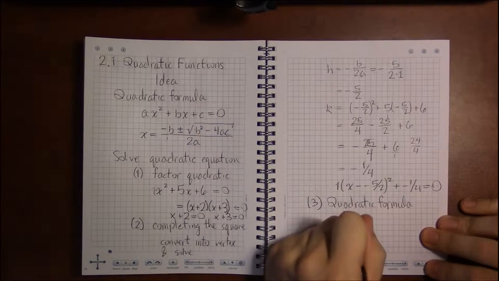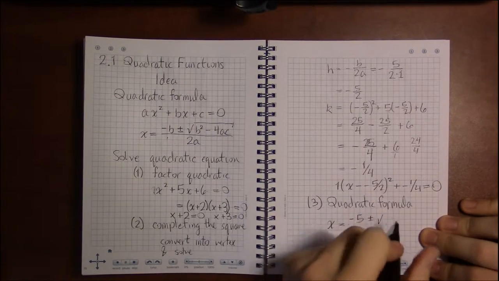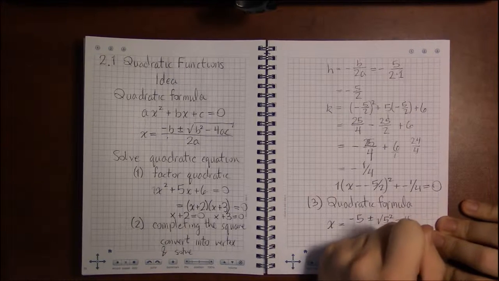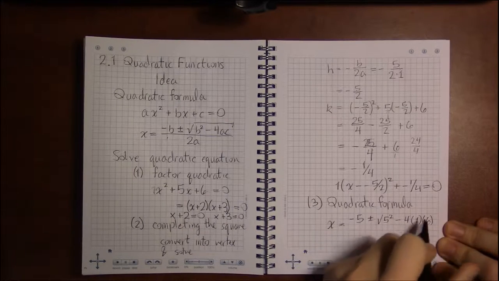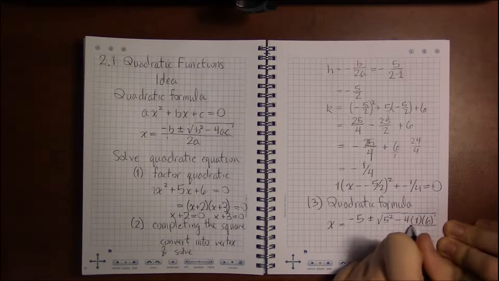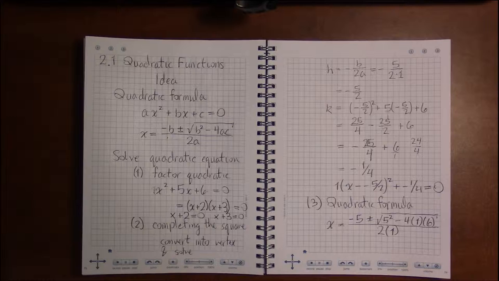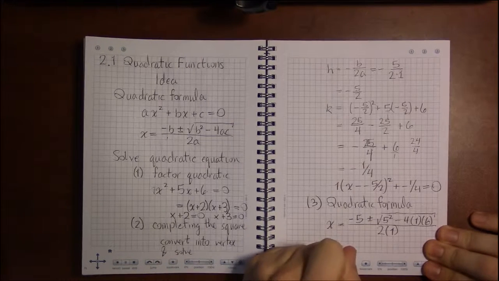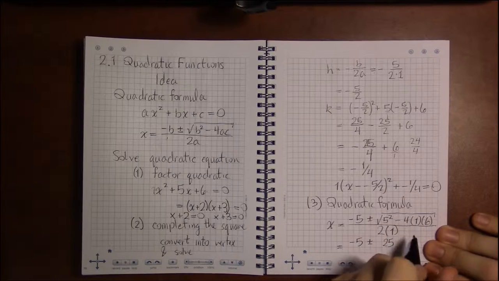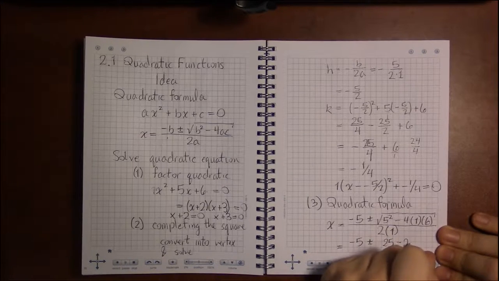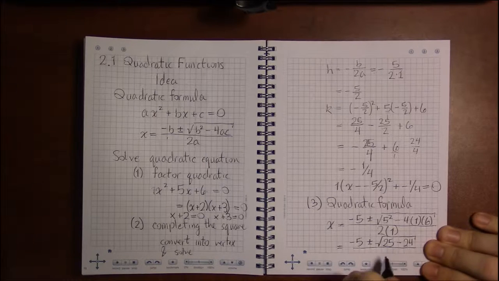So x is going to be minus b, so minus 5, plus or minus square root of 5 squared, minus 4 times a, which in our case is 1, times c, which is 6 here. And then all of that's going to be divided by 2 times a. So 2 times 1. And then you just proceed to simplify this as much as possible. So this is minus 5. 5 squared is 25. 4 times 6 is 24. And times 1 doesn't add anything to it. 2 times 1 is 2.